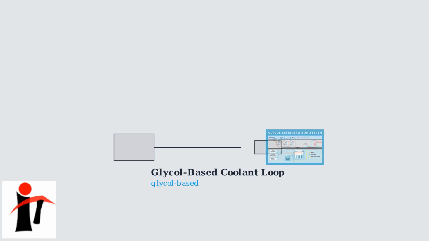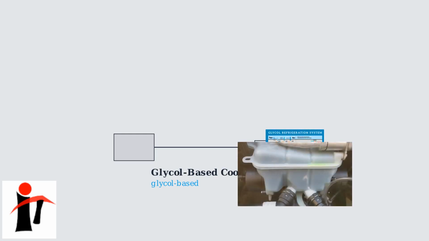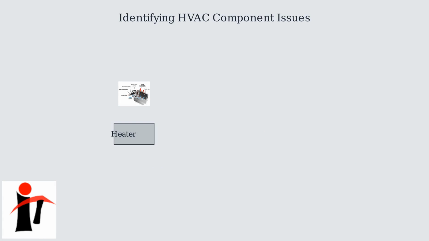The system uses a glycol-based coolant loop. Ensure the coolant levels are adequate, as low coolant can prevent the heater from functioning correctly. If unsure about specific fuse and coolant locations, consult the service manual. Several components can cause heating problems in the Tesla Model 3's HVAC system.